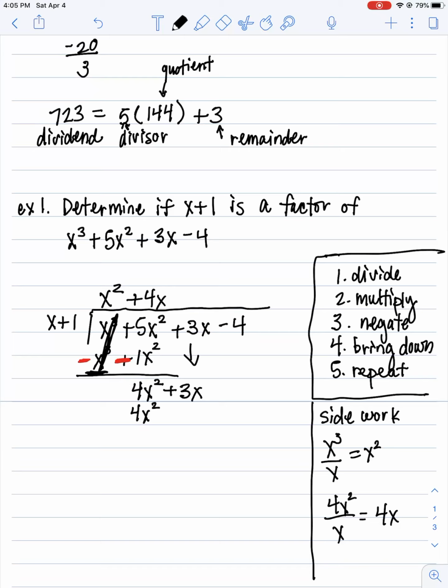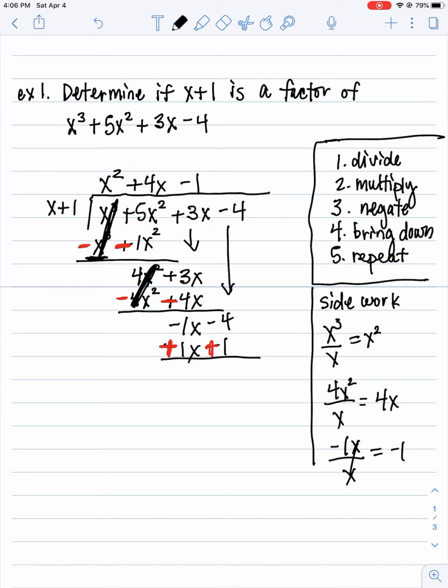So divide. Let me move up a little bit. Negative 1x divided by x. You can probably tell the x's are going to cancel. It's just going to be negative 1. So we're going to put a minus 1 at the top. Minus 1 times x is negative 1x. Minus 1 times 1 is negative 1. And now we're going to negate. You should be getting the hang of this process. This is going to become a positive. This one is also going to become a positive.